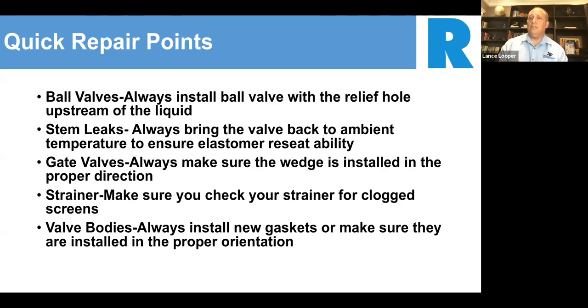Well, if you want to go to the next slide, I think this next slide actually just has some pictures of some different valves that we kind of had some of these same issues with.